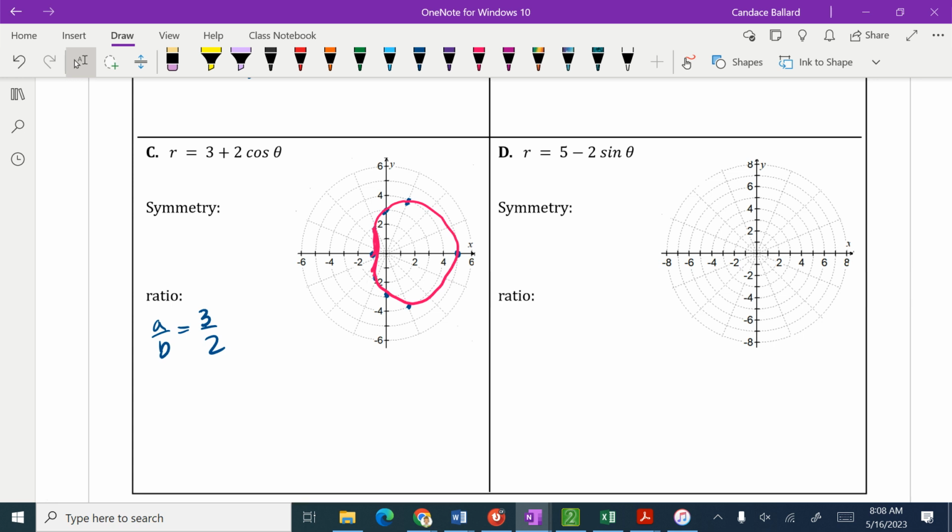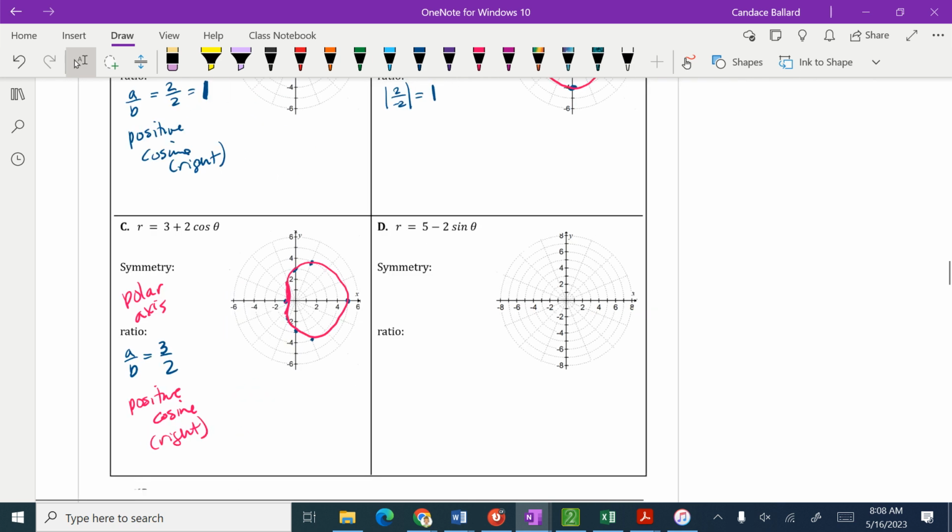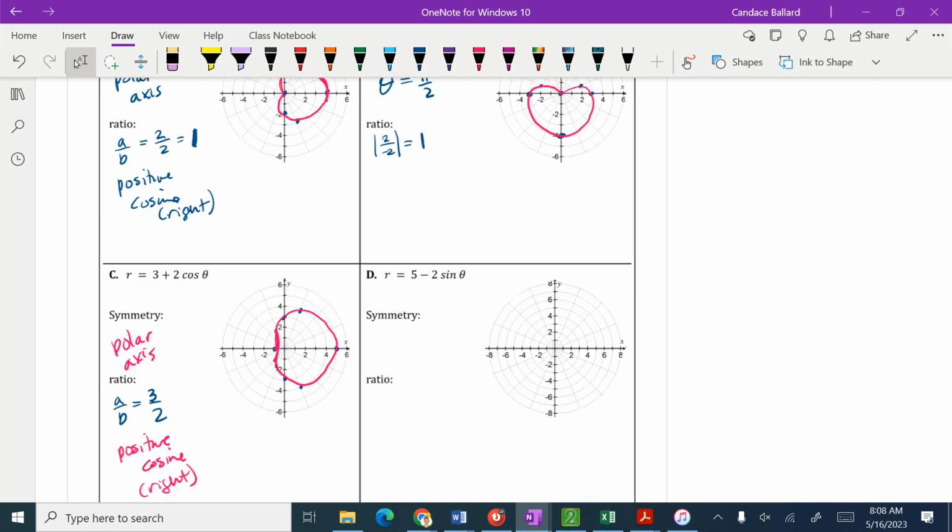Okay, so our symmetry should be, we said that was the polar axis symmetry. The other thing we didn't write down on the last one that I forgot is it was positive cosine, right? So the pattern is that it goes to the right. I forgot to write down, and this is more just for your own stuff, right? This one was a negative sign, which made it go down.